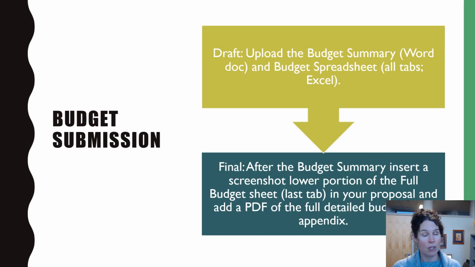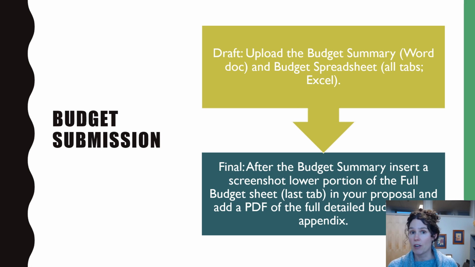I will admit that the budget submission is a little bit confusing, and it's different for the draft than it is for the final. For the draft, you're going to submit your full spreadsheet with all 3 tabs filled out as an Excel file. And you're also going to write a very short introduction or budget summary as a Word document. So when you submit the draft, you'll submit an Excel file and a Word document.